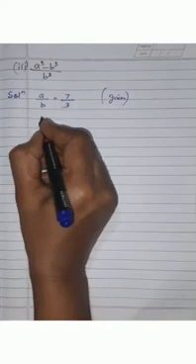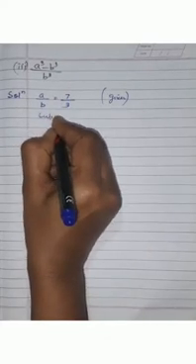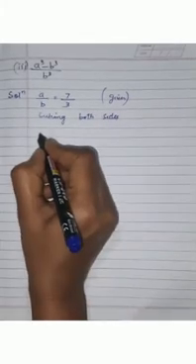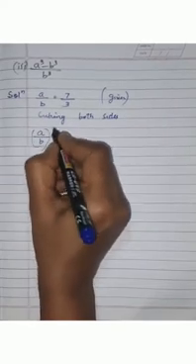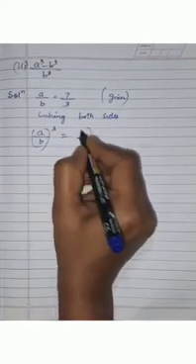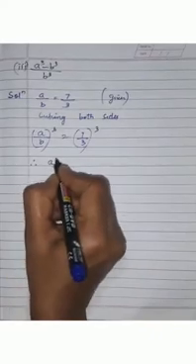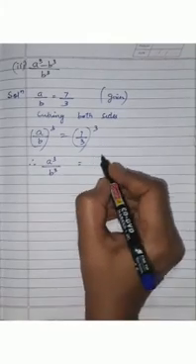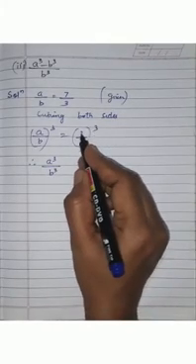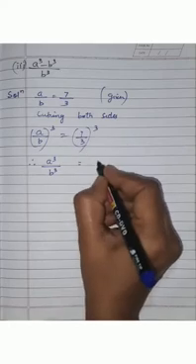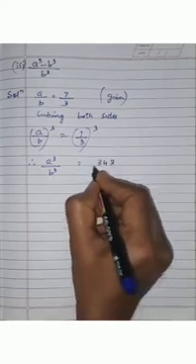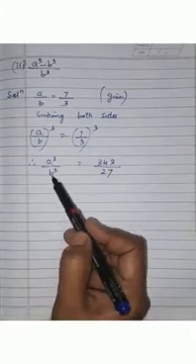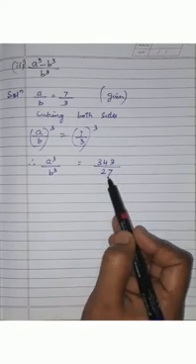So let us write now, cubing both sides. What we get is a upon b the whole cube is equal to 7 upon 3 the whole cube. Therefore, when we open the bracket, we get a cube upon b cube is equal to 7 cube. 7 cube means 7 sevens are 49, 49 sevens is 343, upon cube of 3 is 27. Okay children, now we got a cube and b cube value as 343 upon 27.